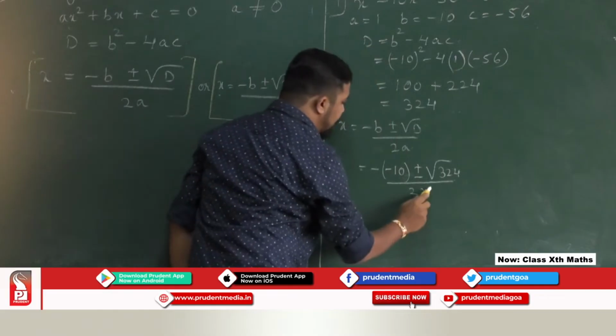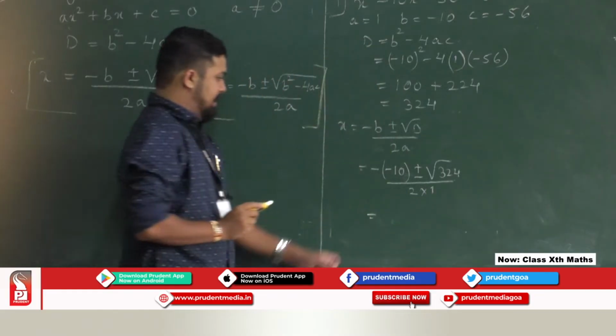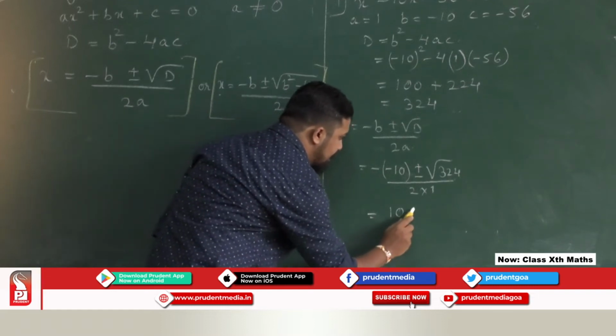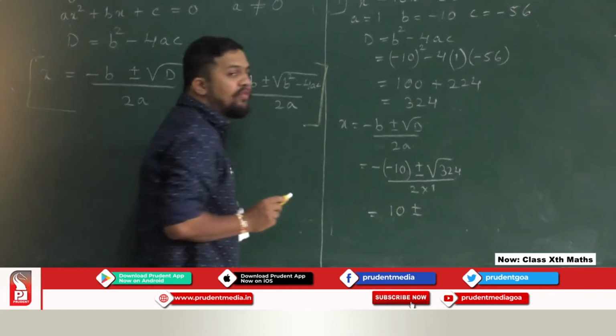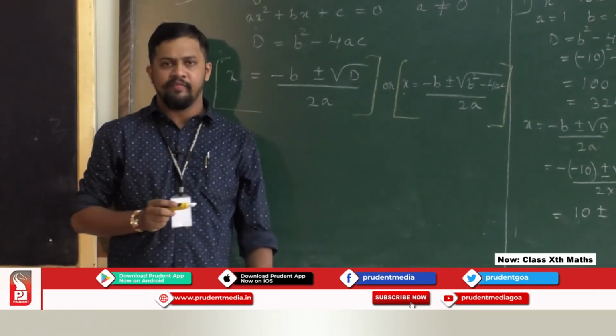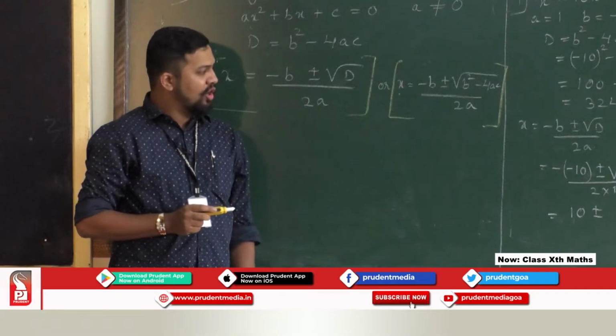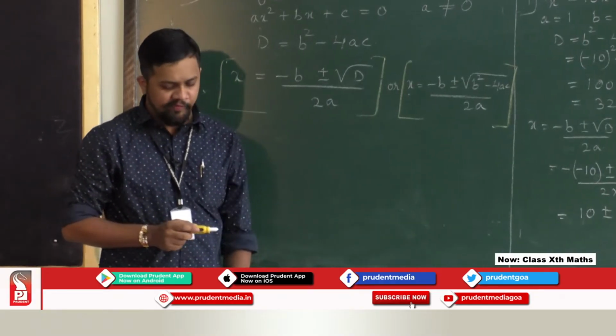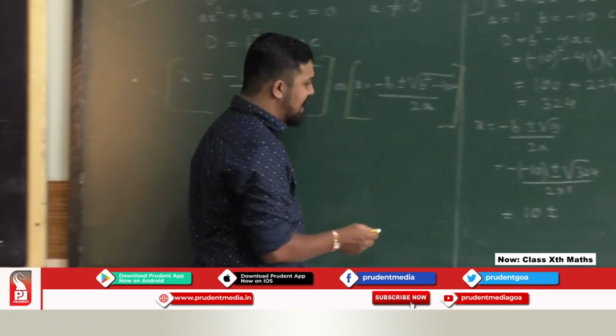A is 1. Negative into negative, positive 10. Square root of 324. 324 is a perfect square. So if you use any method, either the prime factorization method or the long division method, you get the square root of 324. The square root of 324 is 18.